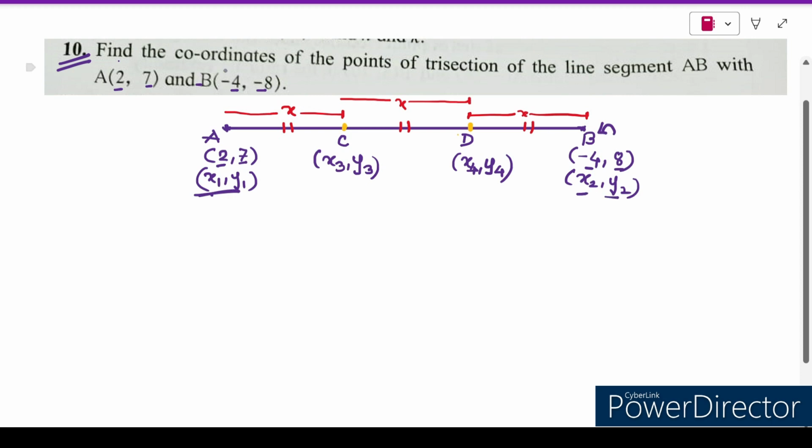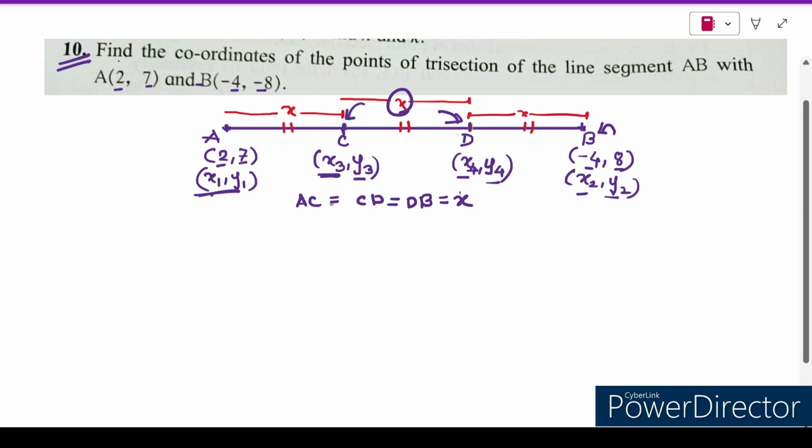The coordinate of the point of trisection means we have to divide this segment AB in 3 equal parts. Therefore, we are dividing at point C and at point D, and after dividing at points C and D we get 3 equal parts, that is AC equals CD equals DB, and all parts are equal. Therefore, consider X as the equal part. Now we have to find the values of x3, y3 and x4, y4, meaning the coordinates of point C and the coordinates of point D.